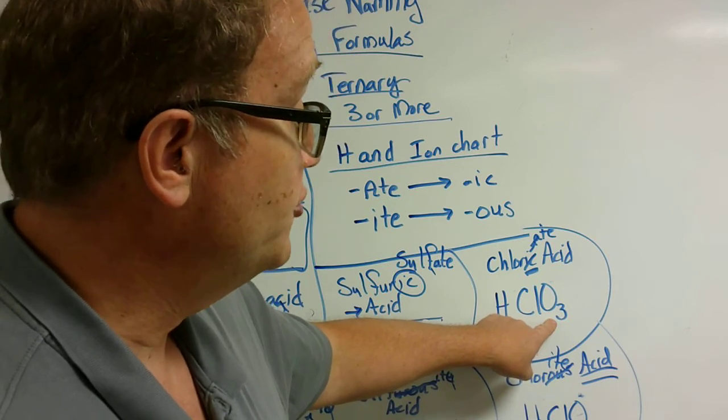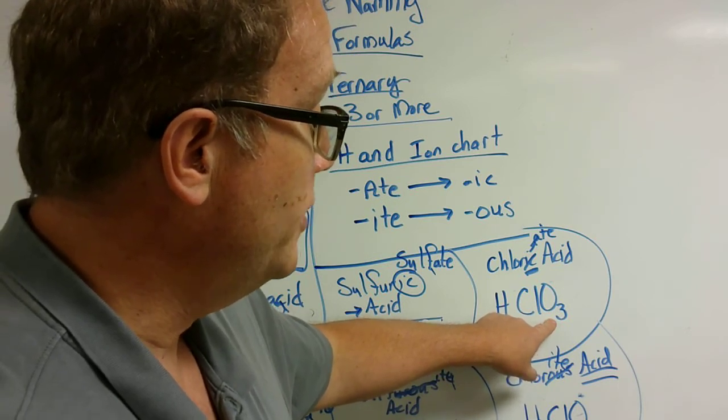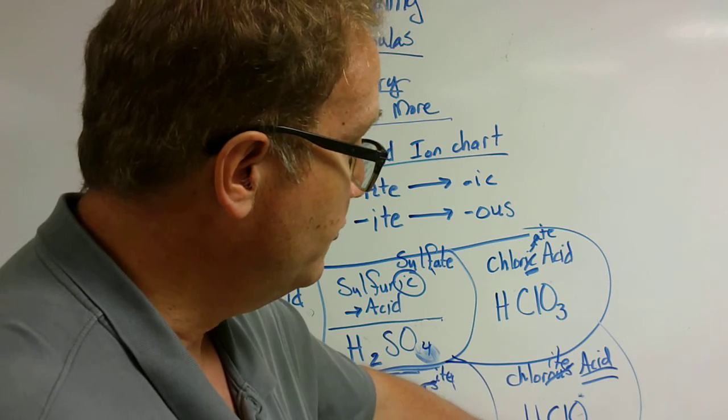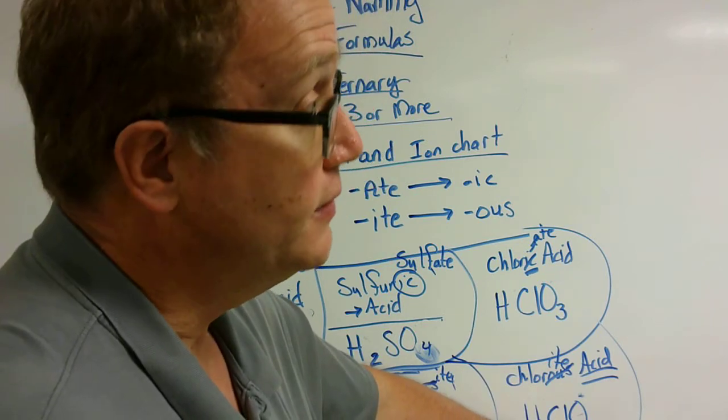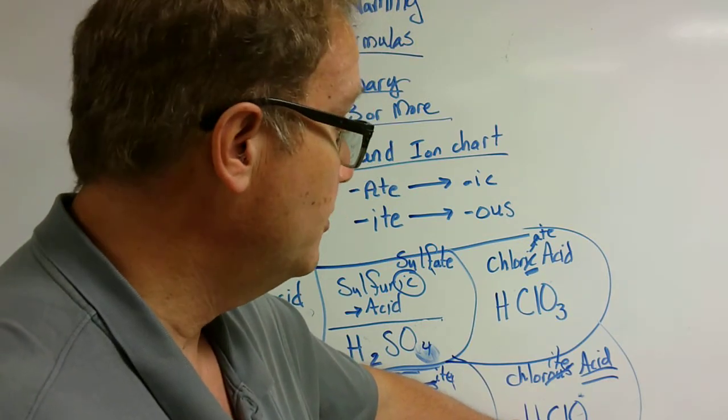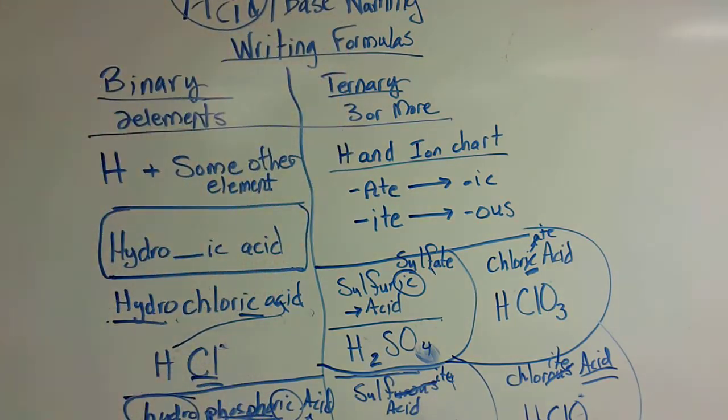So I'm going to just change the A to ic, chloric acid. And then this one is chlorite. Then I have to say ite, us, chlorous acid. That's how you're going to name acids.